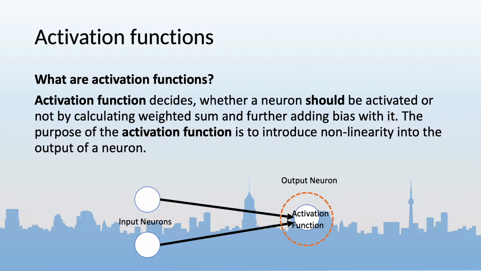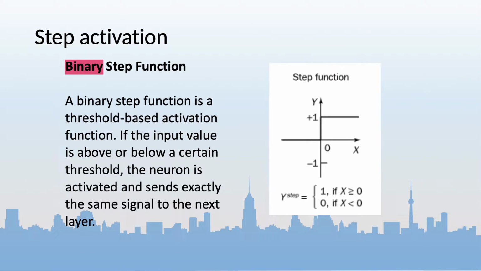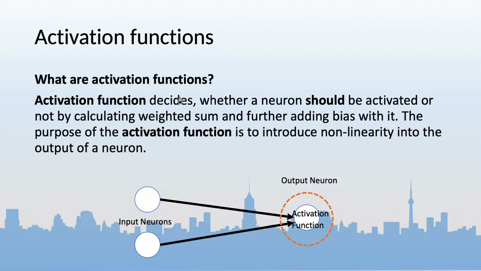For activation function, we have many activation functions. And why do we have many activation functions? It is because activation functions help to control the output. So that's why we have many activation functions. So what are the examples of activation function?